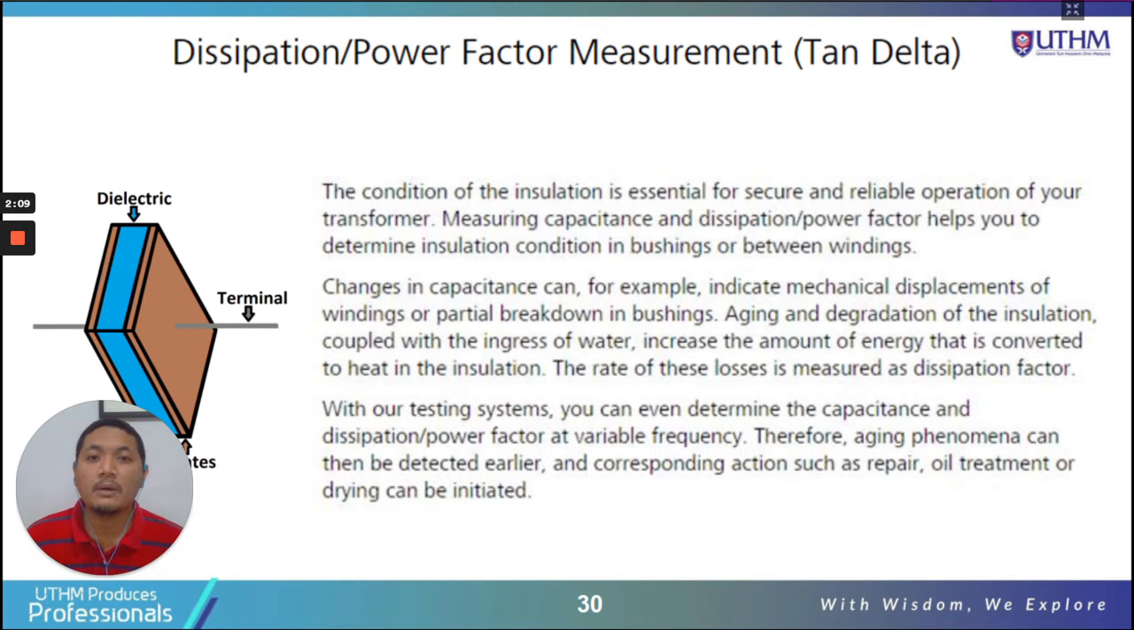So I mentioned the capacitance. Any changes in the capacitance, as an example, can indicate mechanical displacement of winding or partial breakdowns in the bushing. Alright, because capacitance itself consists of, you can see in the figure here.